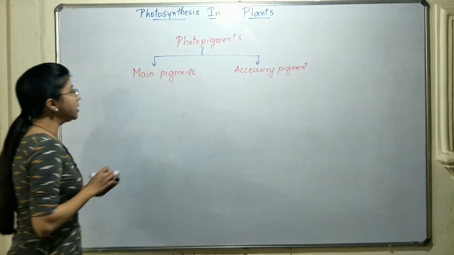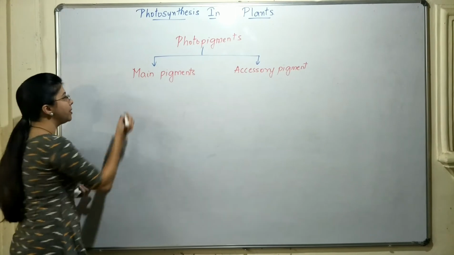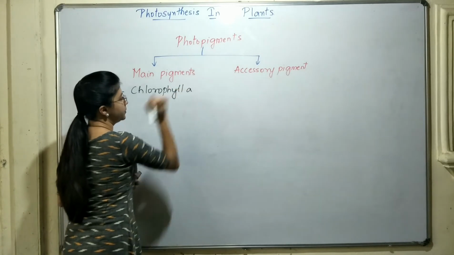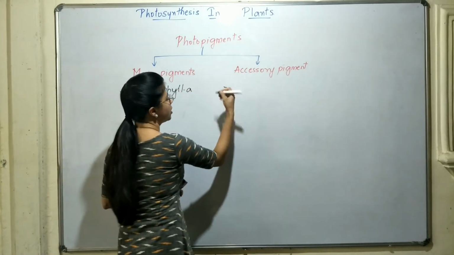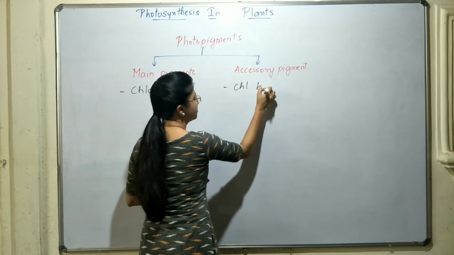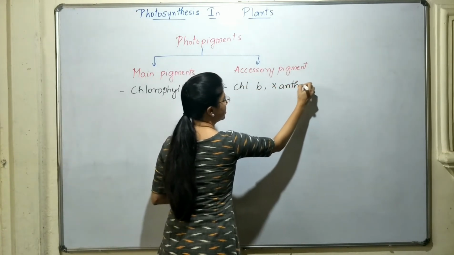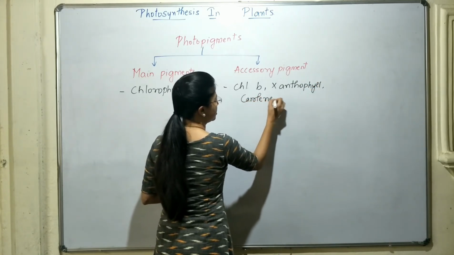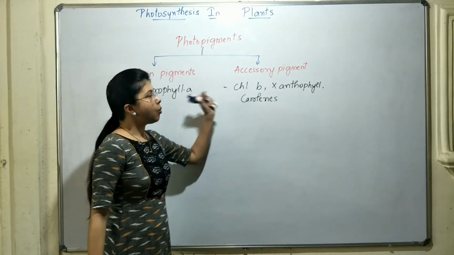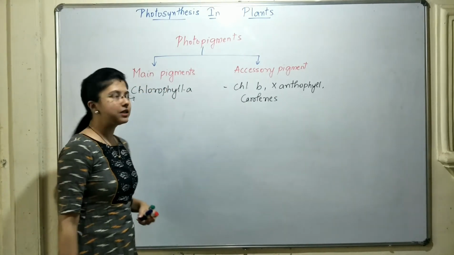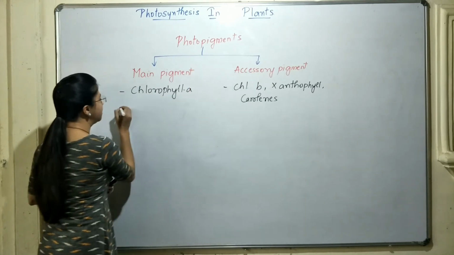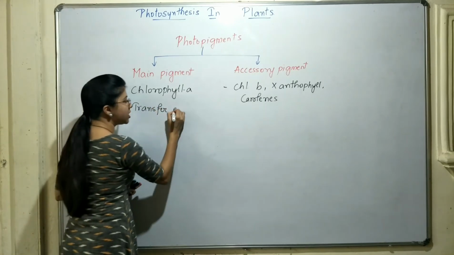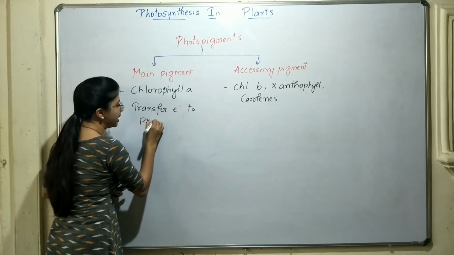Now, the main pigment which is responsible for absorbing or trapping the light is none other than chlorophyll A molecule, whereas the accessory pigments will include chlorophyll B, xanthophylls and carotenoids or carotenes. Right? Now what will be the function of the main pigment as well as the accessory pigment? The main pigment, by absorbing light, is going to transfer an electron to the primary electron acceptor.